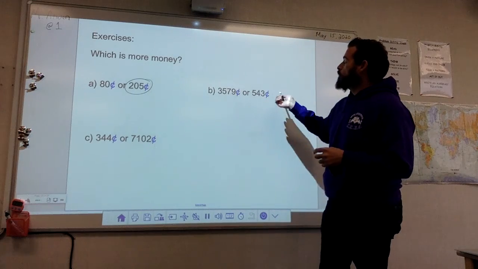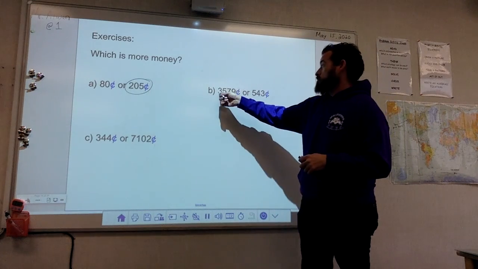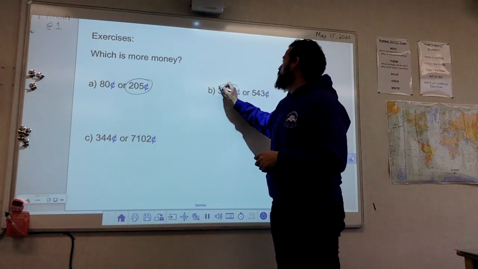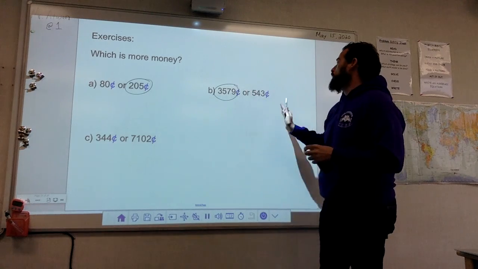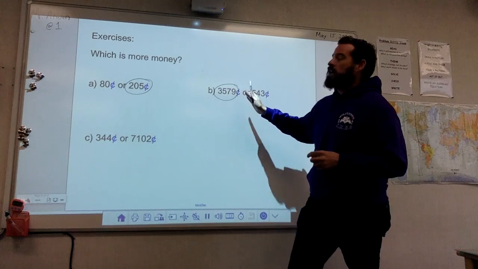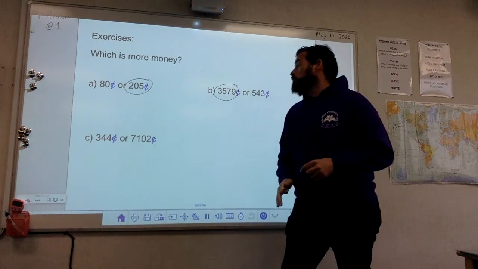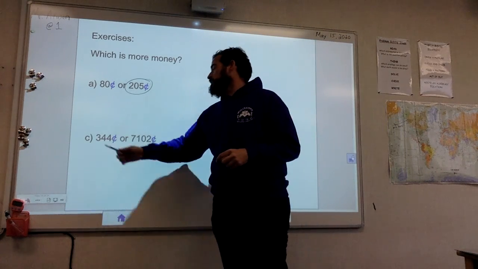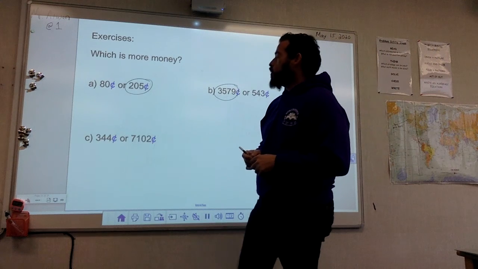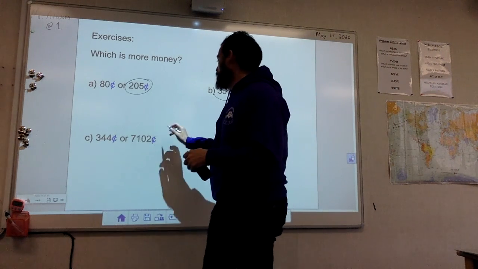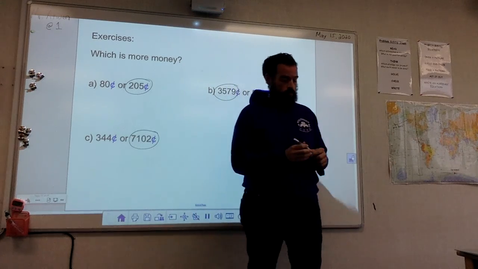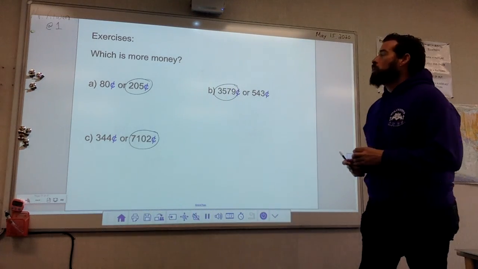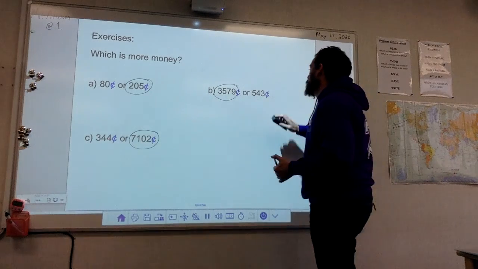3,579 cents or 543. Here there are more digits, so that's telling me that's bigger. Keep in mind that this is only going to work if you have the notation being the same, which we do here. So in C, 344 cents or 7,102 cents. There are more digits here. 7,102 is greater than 344, so we know that that's going to be more money.